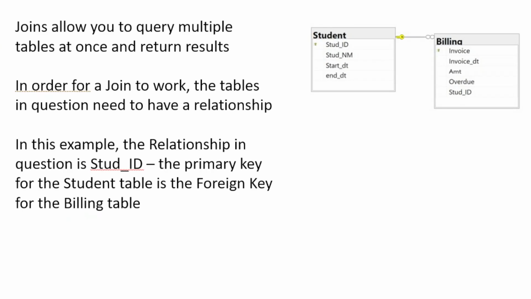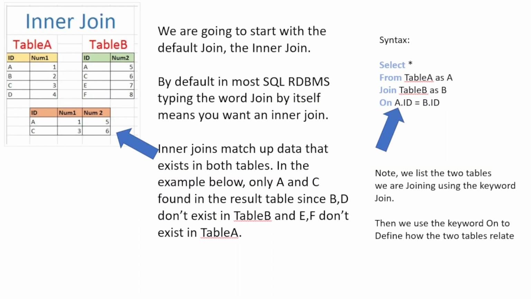And that was the whole point. So they have to be related for this to work. Now, once we have tables that are related, we can join. Okay, so we join. We have 4 joins we're going to go over: the inner join, a full outer, a left, and a right outer. We're going to start with the inner join.